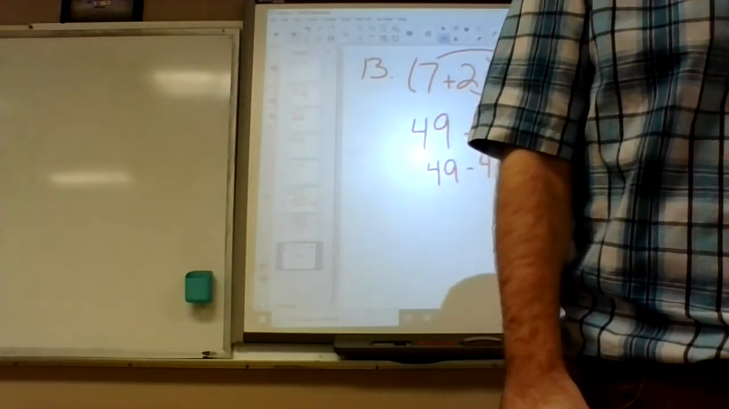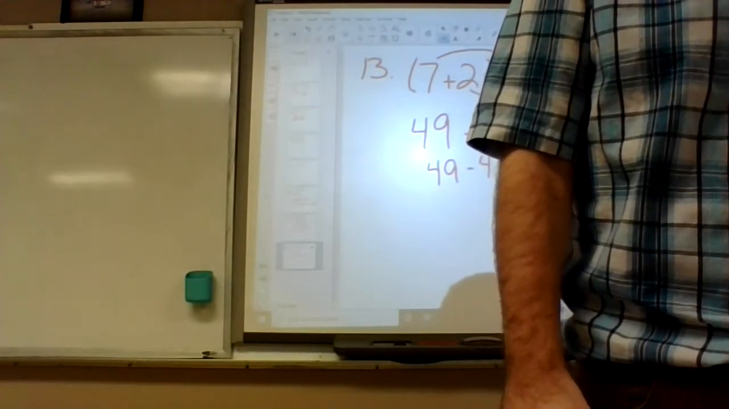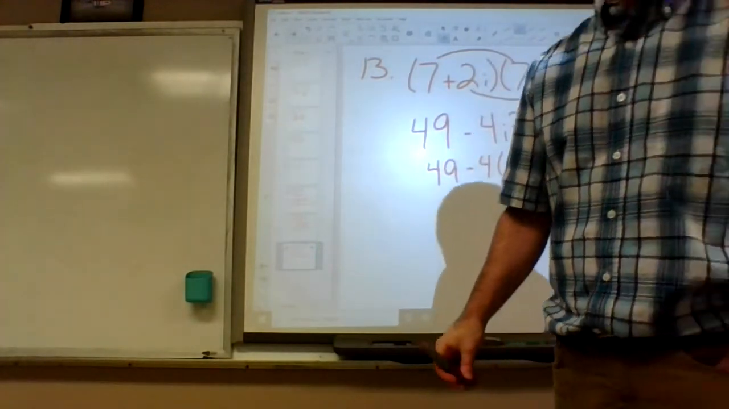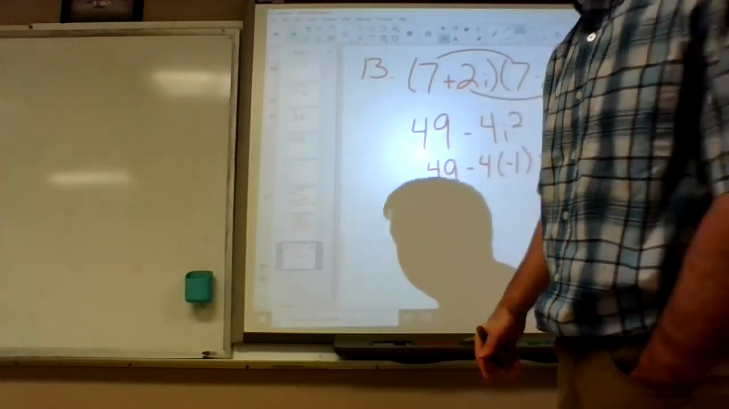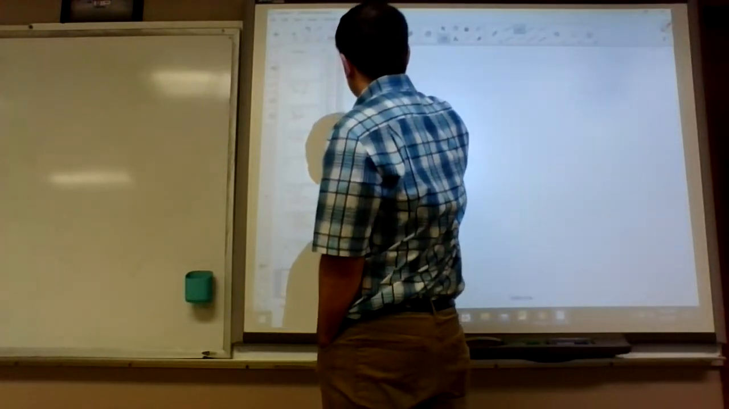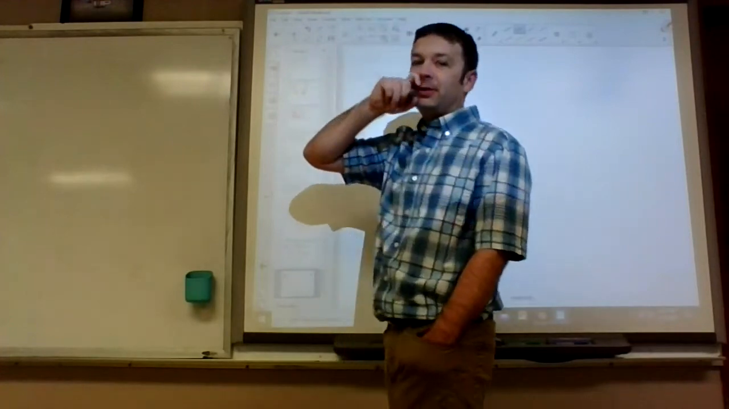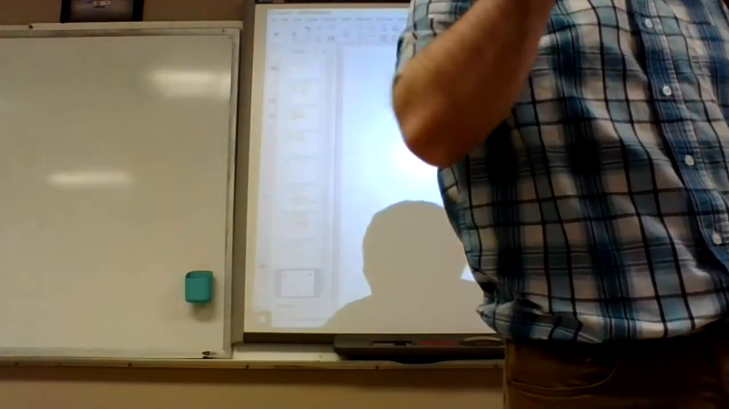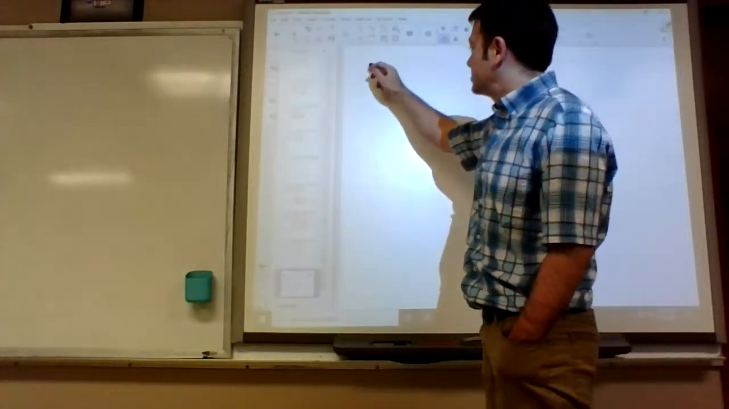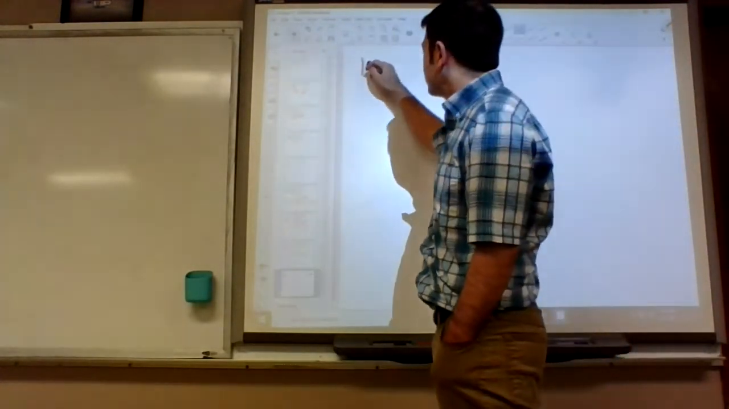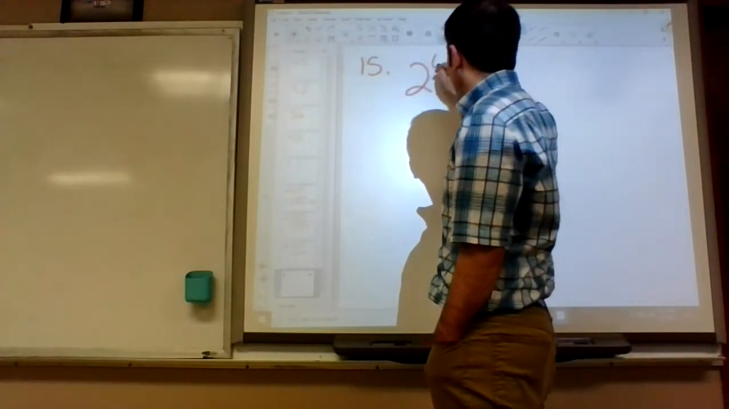15. 2 to the 65th times 4 to the 10th. It's 3.86 something. Okay, I know they didn't say this, but we're not going to turn this into a gigantic number that doesn't fit on your page. We're going to write it simpler.